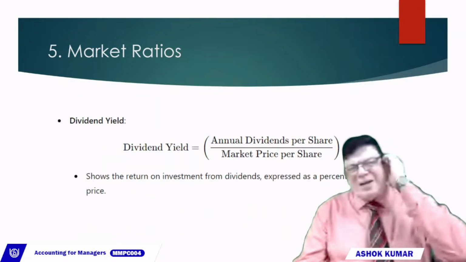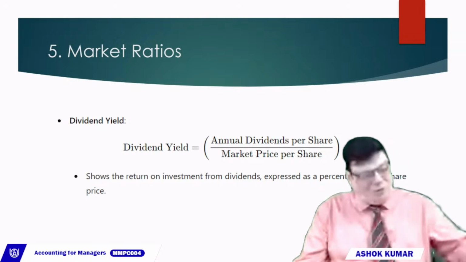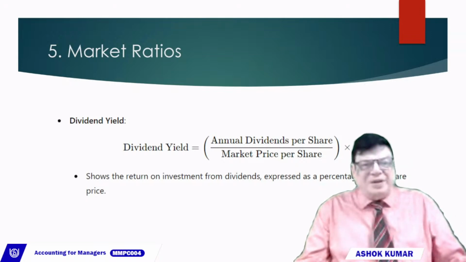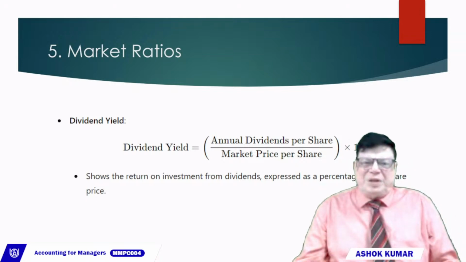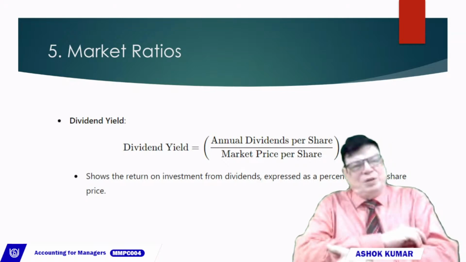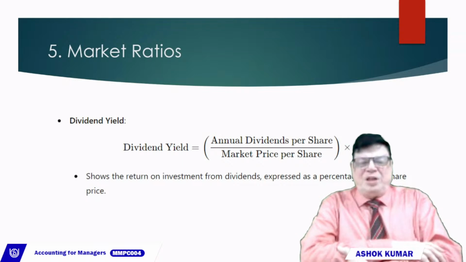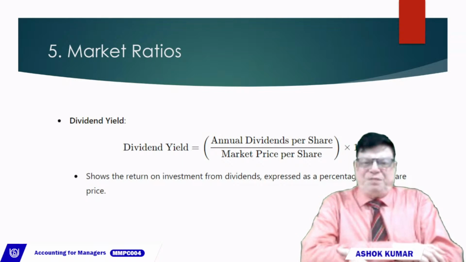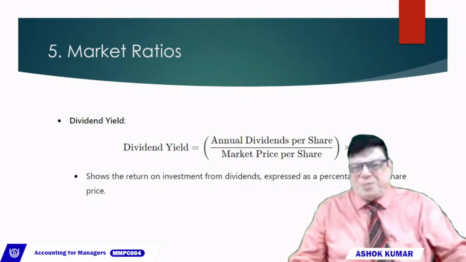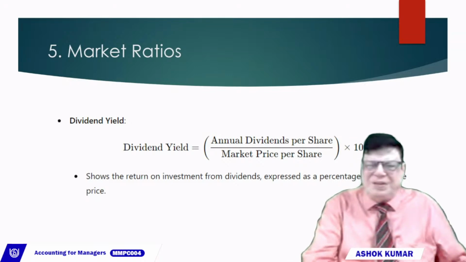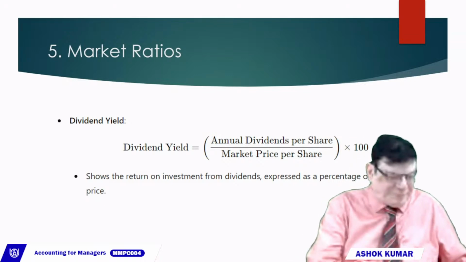Next is market ratios. Dividend ratio. Dividend ratio is equal to annual dividends per share divided by market price per share, into 100. It shows the return on investment from dividends expressed as a percentage of the share price.